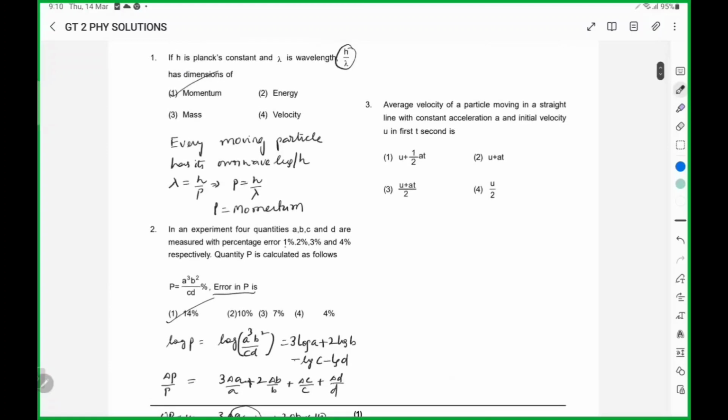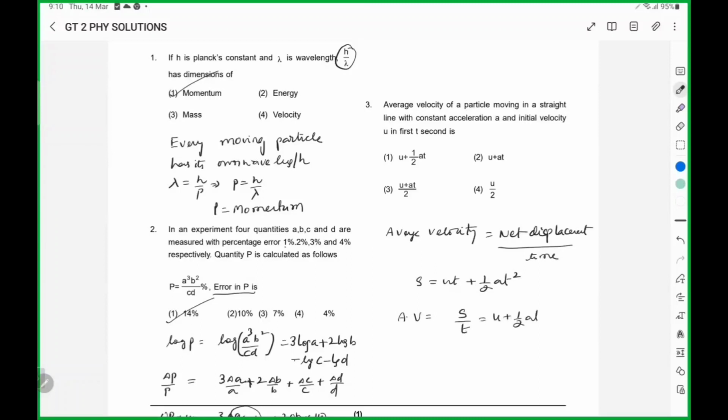Here, average velocity is net displacement by time. If it is moving in a straight line with a constant acceleration, then displacement is ut plus half at square. So average velocity will be displacement by time, half ut.